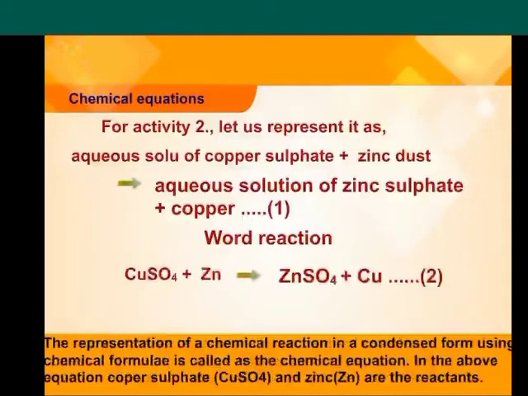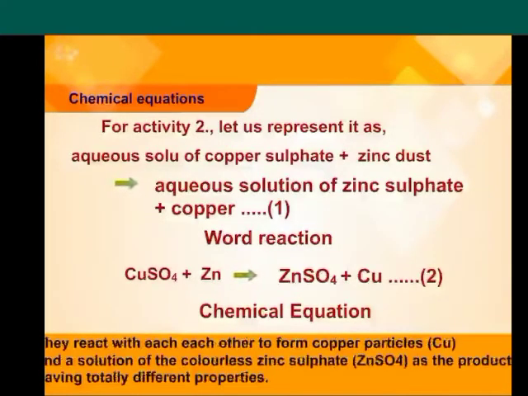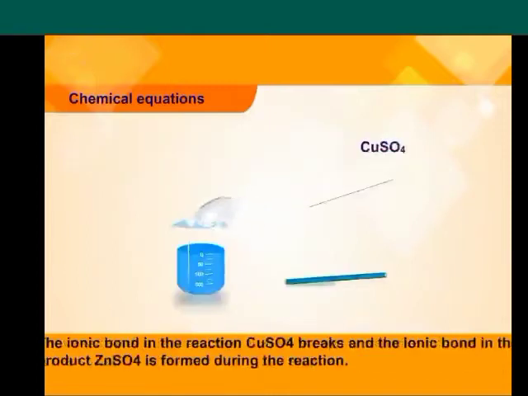The representation of a chemical reaction in a condensed form using chemical formulae is called the chemical equation. In the above equation, copper sulfate (CuSO4) and zinc (Zn) are the reactants. They react with each other to form copper particles (Cu) and a solution of the colorless zinc sulfate (ZnSO4). As the products have totally different properties, the ionic bond in the reactant CuSO4 breaks and the ionic bond in the product ZnSO4 is formed during the reaction.